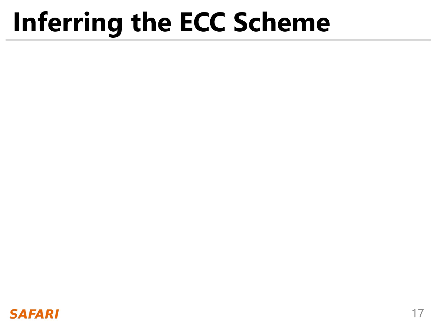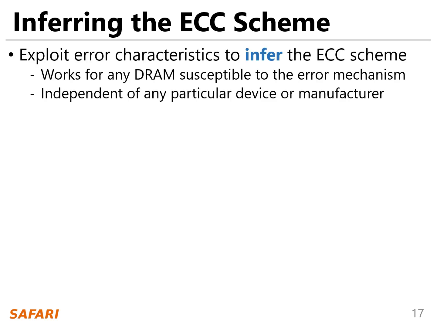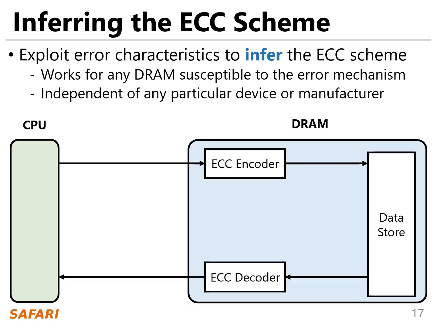Now let's take a look at how we can use this to infer the ECC scheme. So what we want to do is we want to exploit the error characteristics that we understand in order to infer the ECC scheme used in a device with an unknown scheme. And the benefits of this approach are that it works for any DRAM that's susceptible to the error mechanism, and therefore it'll be independent of any particular device or manufacturer, regardless of what ECC scheme is used in the device.